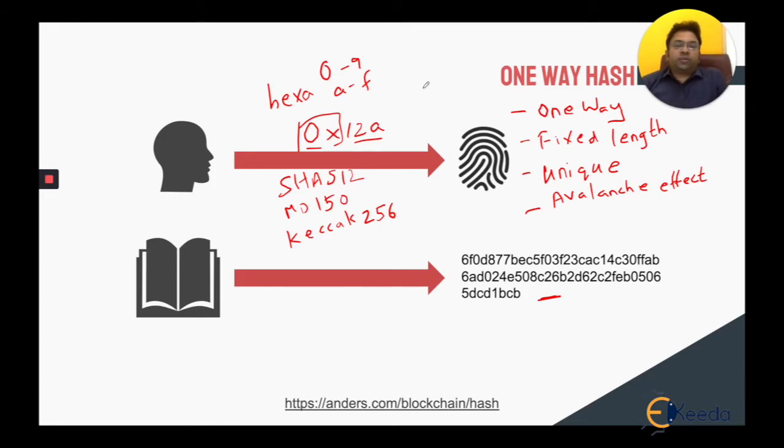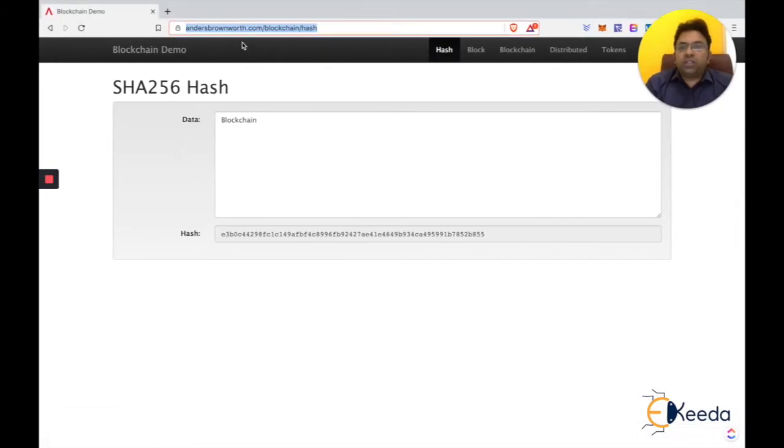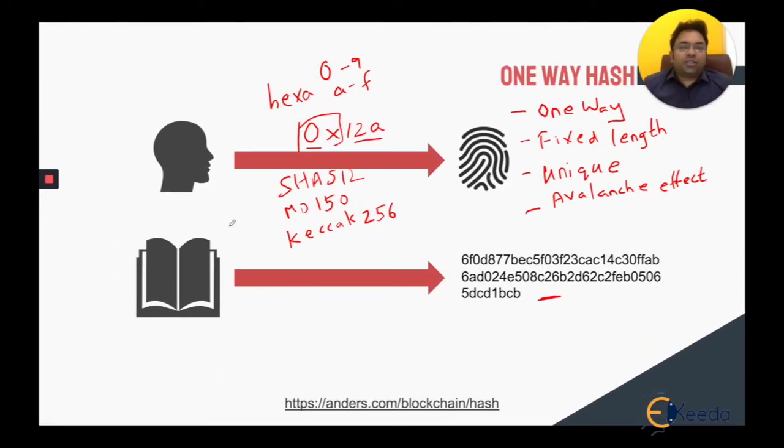So that's the concept of hash. You can also go to andersbrownworth.com/blockchain/hash. You can just search it on Google, go to this page, and find out your name and its hash. That will be the hands-on activity for now. That hash is unique to your name. Remember that. That's how beautiful this concept of hashing, or keyless cryptography, is.